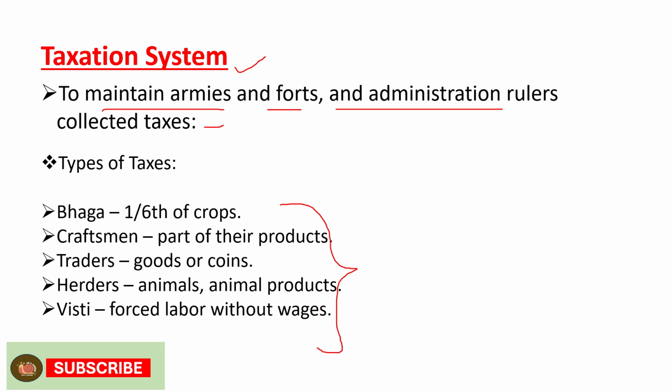And traders should give goods and coins as a tax. Then herders should give animals and animal products as a tax. Then Visti is nothing but forced labor without wages. We already discussed this in the last slide. They should work to construct the capital cities and forts as Visti.